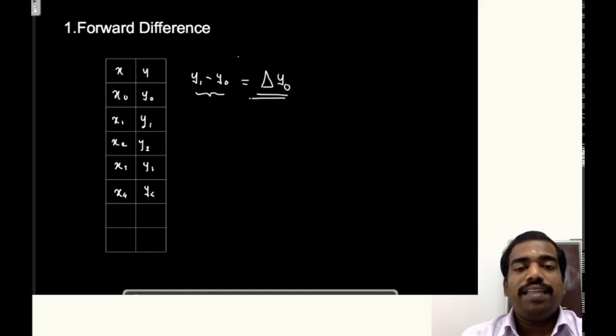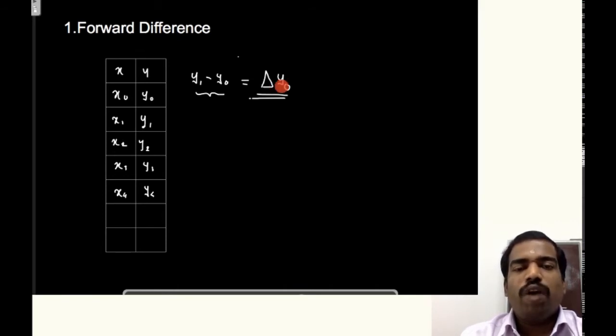Please understand the way I wrote this forward difference operator. First I wrote the operator symbol, which is delta, then I wrote y0. So y1 minus y0 is the forward difference value of y0. This is important. Why is it called forward difference? If you write delta y0, delta means forward. So you need to understand from delta that it is the forward difference operator.